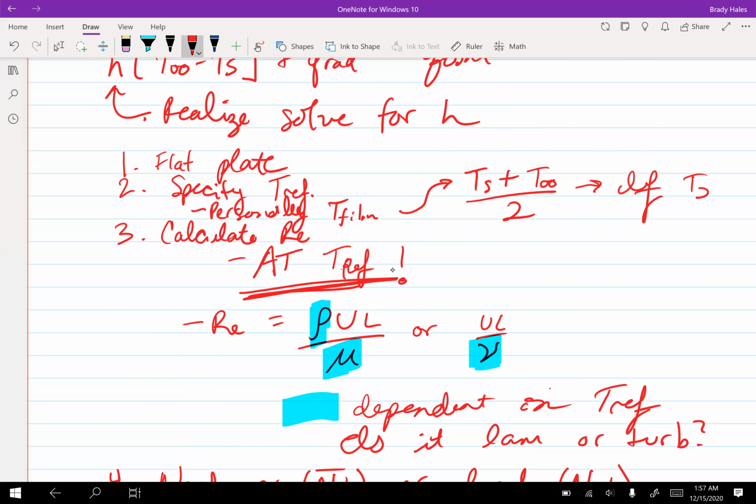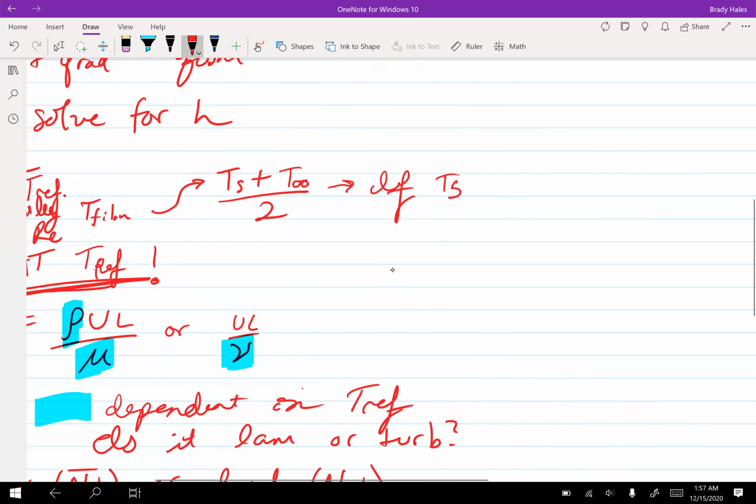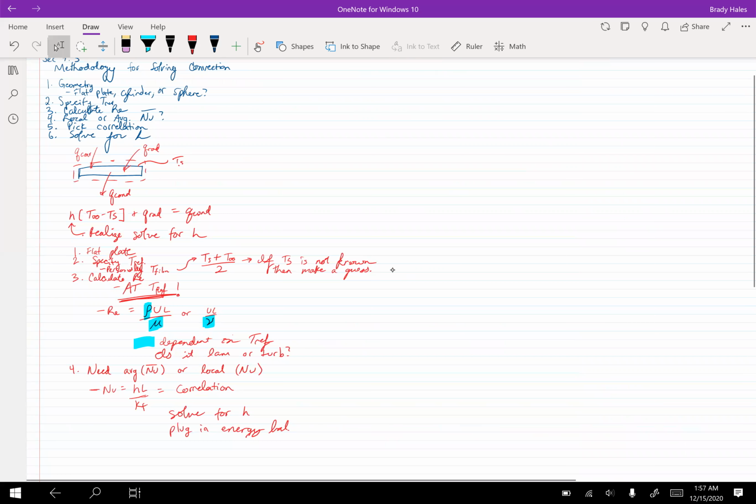And if TS is not known, then make a guess. And that's all there is to chapter 7.